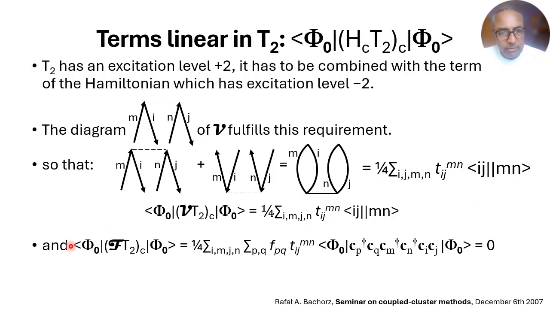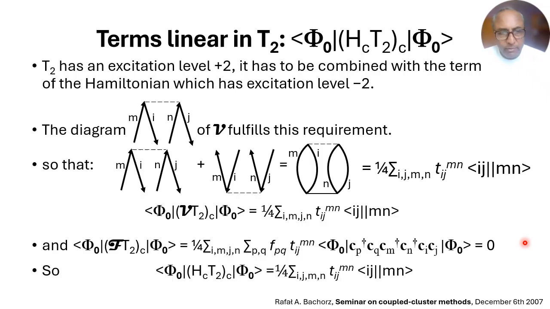Now it is the expectation value of the connected part of FT2 which vanishes, because this comes from F, this comes from T2, and now we have these annihilation operators operating on phi 0 ket, which give us 0, and therefore bra phi 0 connected part of HCT2 phi 0 ket is equal to quarter sigma ijmn Timjn bra ijmn ket.